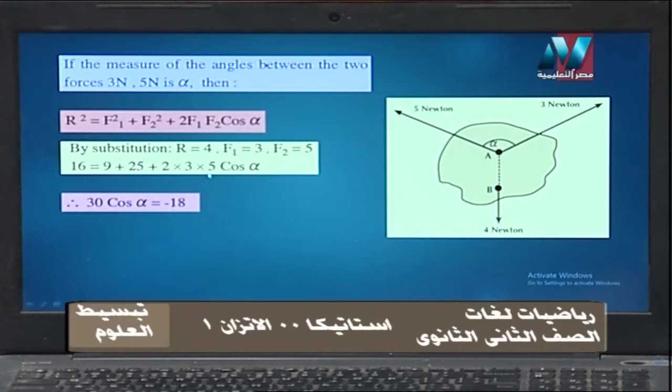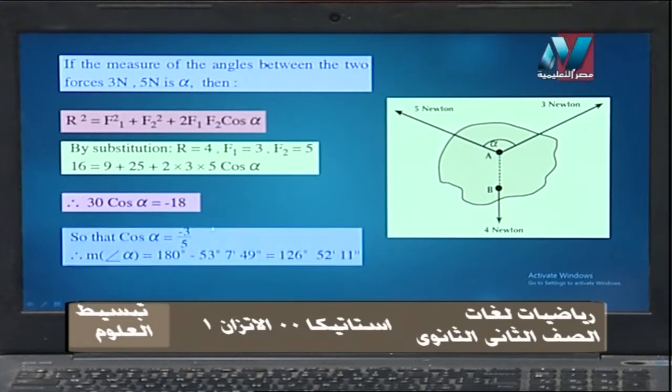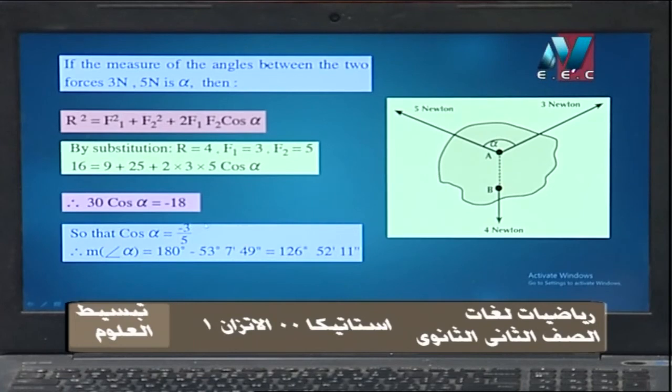And pay attention to something in the equation here. Some people make a common mistake. They add 9 with 25 with 2 times 3 times 5. No, it's wrong. You have to add 9 to 25 only. Then you multiply 2 times 3 times 5 to be the coefficient of cosine alpha. So 30 cosine alpha equals negative 18, which is 16 minus 9 minus 25. We'll complete. Cosine alpha equals negative 3 over 5.